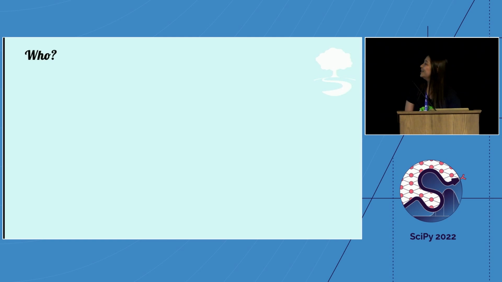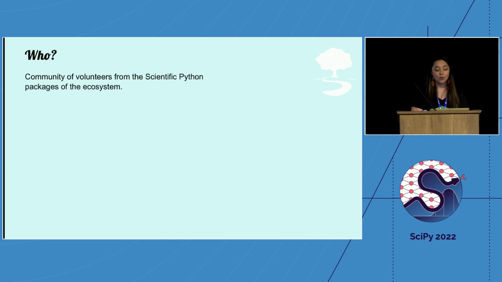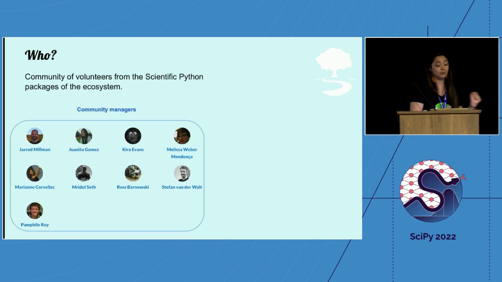So who's behind this? We are a community of volunteers from the scientific Python packages of the ecosystem. This project was actually started by Jarrod Millman, Stefan van der Walt, and Melissa Mendonça. They are the leaders of the project. There's a bunch of other people involved, and we are helping to make this possible and bring the community together.